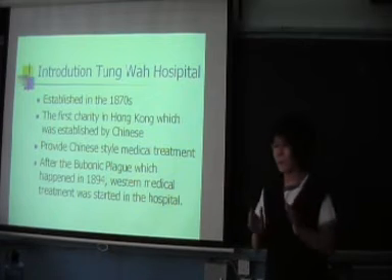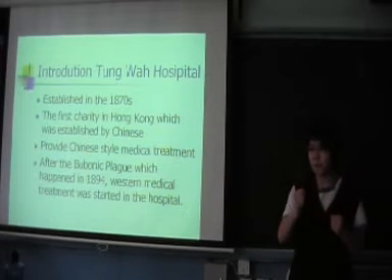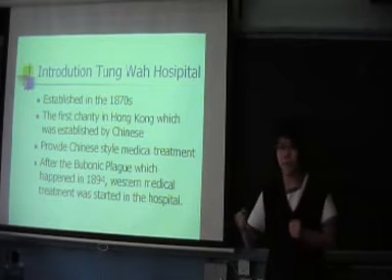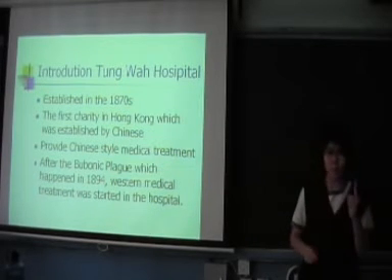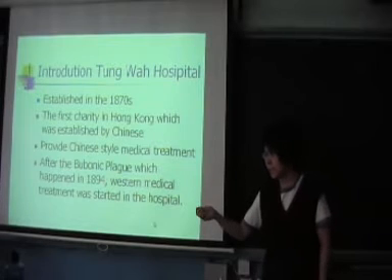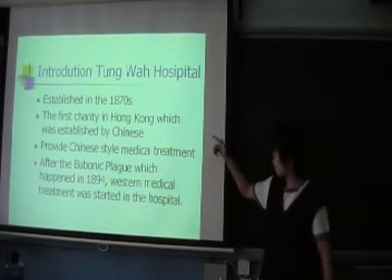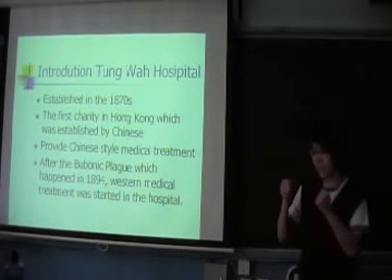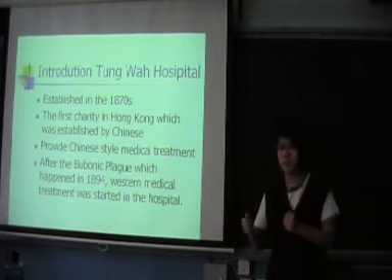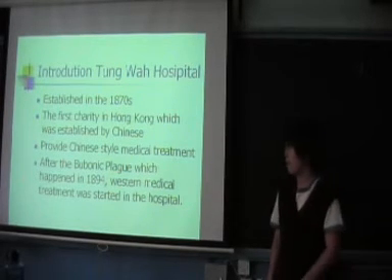And at that time, the Central Hospital, which used Western style treatment, only got one patient of the plague. But there were already twenty-something people in Tung Hua Hospital, and it can show that Chinese people just wanted to use Chinese medicine and didn't believe in Western style.